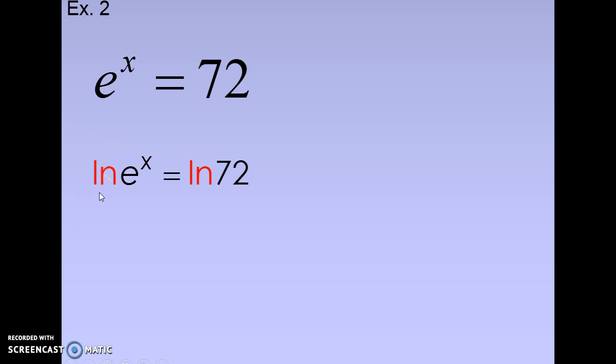So just like the previous problem, we have natural log of e to the x power equals natural log of 72. Well, we cancel out this natural log and this e, which is going to leave us with just x. And we bring down the natural log of 72. Once again, we can put this in the calculator and get a numeric number, or we can leave it like this. Remember to check the directions on your question to tell you which way to do it.